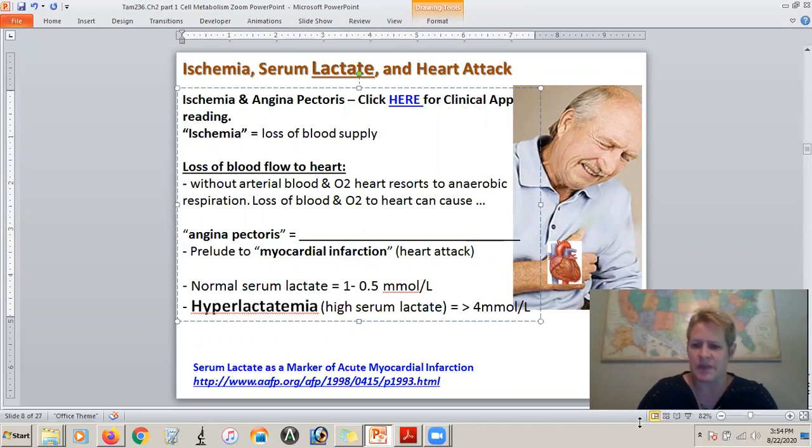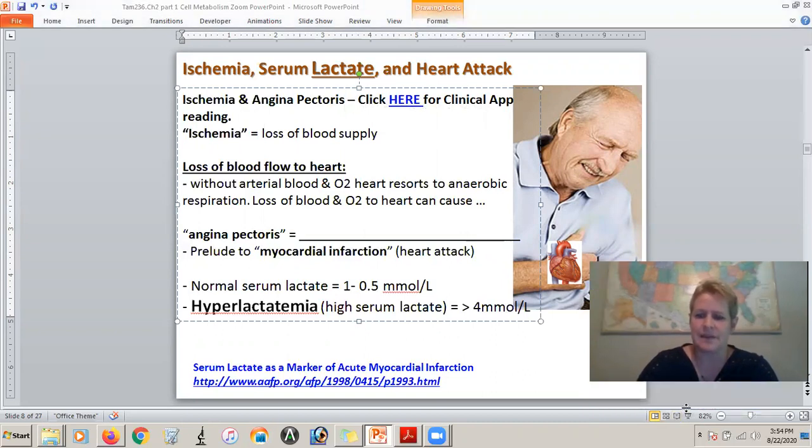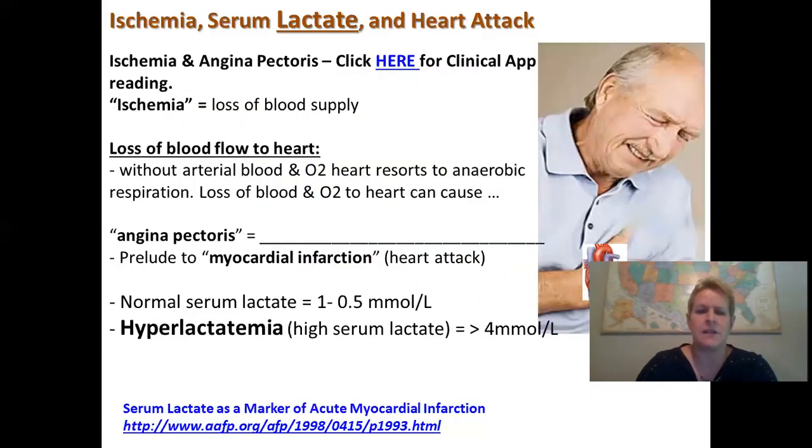Loss of blood supply. Now let's move this. Okay, a little bit more. There we go. Okay, so let's look at the clinical application. It'll take a second for it to pull up. But when you're looking at the PDF of this lecture online, you'll be able to pull up this clinical application and read it.